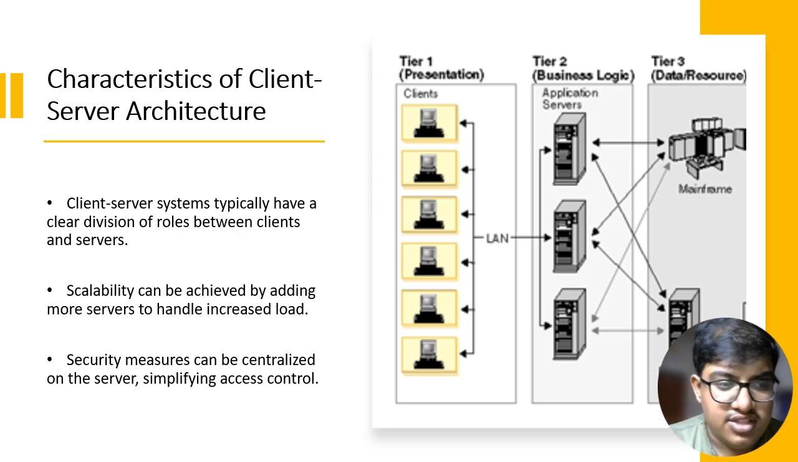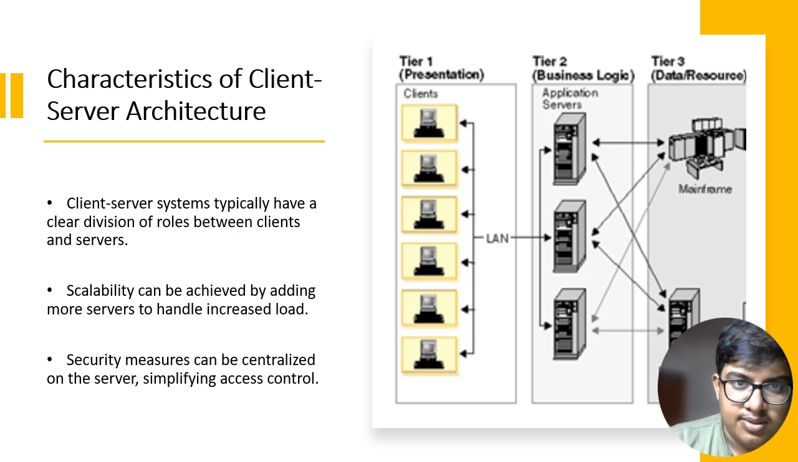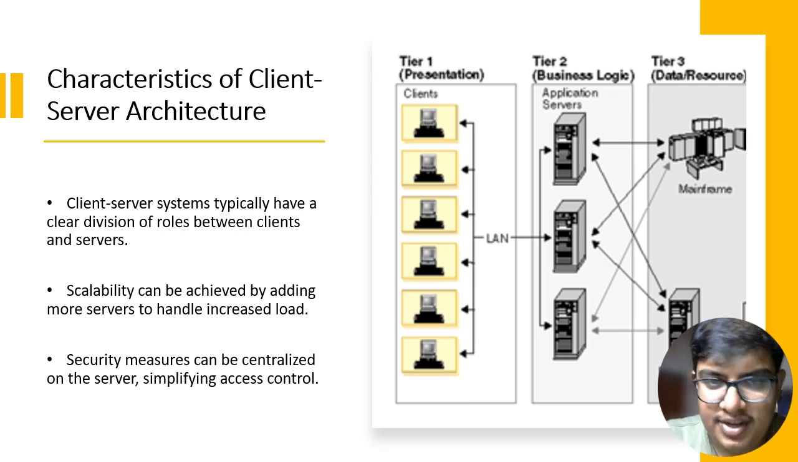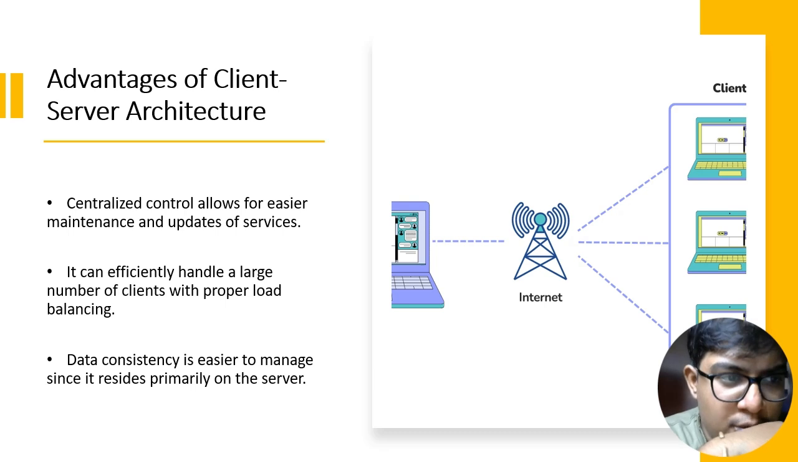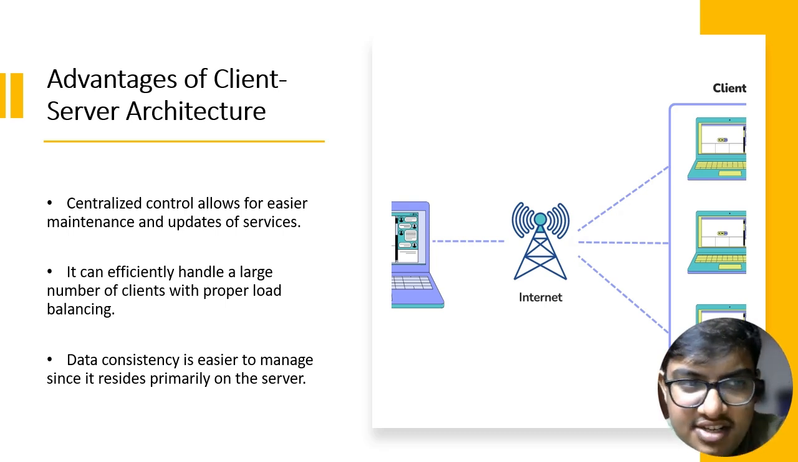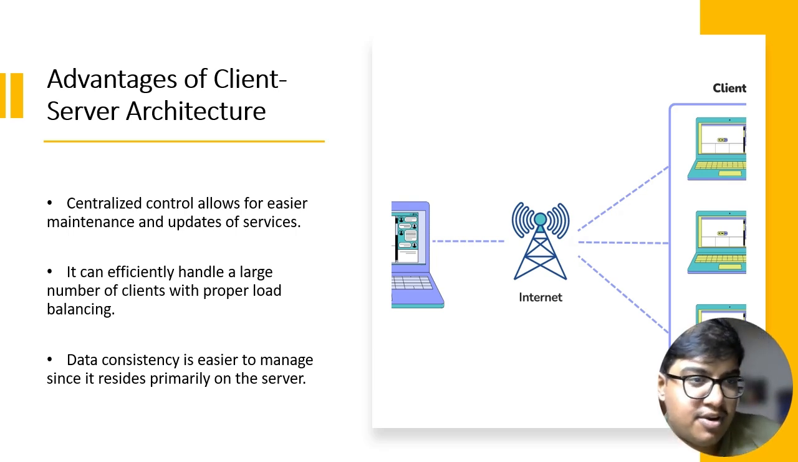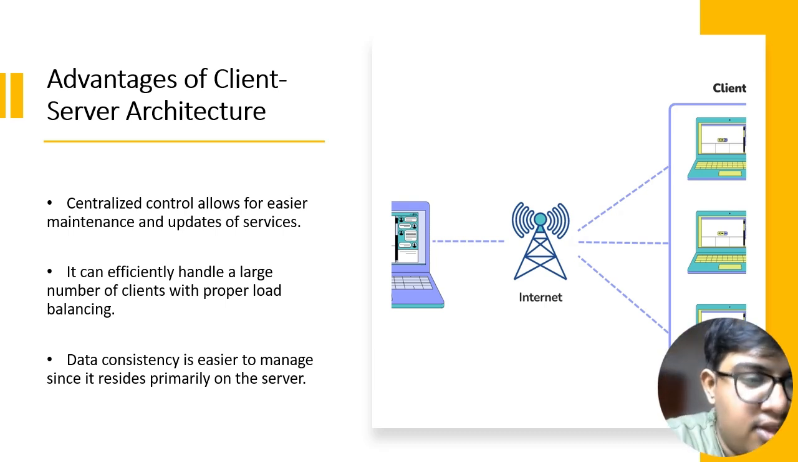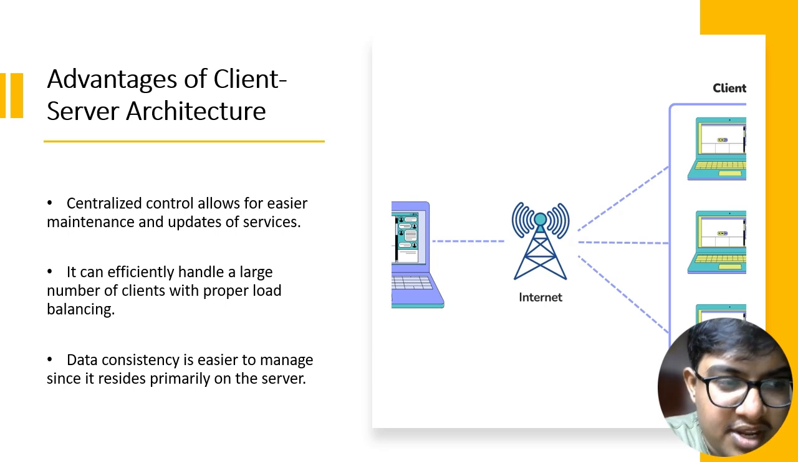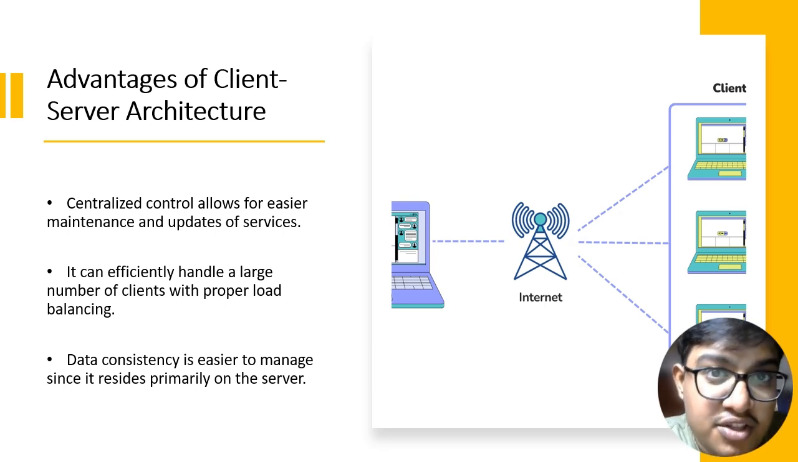The security measures are all centralized here at the server, so it's going only through one route. So all the security measures are centralized, making it very simple, and not too complex. The advantage is that this centralized flow allows for easier maintenance and updating of services. It can efficiently handle a large number of clients with proper load balancing, by increasing or decreasing the number of servers when required. And data consistency is easier to manage since it resides primarily on the server or something which is only connected to the server.